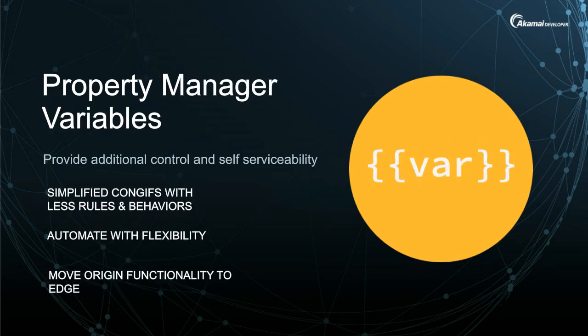The Property Manager API has a couple of really cool functionalities too. Property Manager variables are those things that let you parameterize your environment a lot more. So essentially what this means is it enables you to have more simplified configs, fewer rules, fewer behaviors. You can start automating a lot of your redirects and things like that, with a lot more flexibility. So again, something that really helps you with automation.